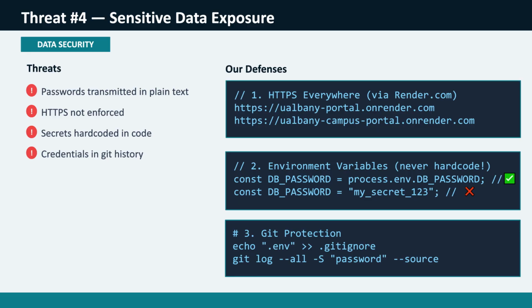Our backend reads database credentials from environment variables, not from code. These variables are set in Render's dashboard, never exposed in source code. We also ensure that the .env files are in .gitignore, so they are never committed accidentally. We validated that no secrets appear in Git history, which is critical for security.